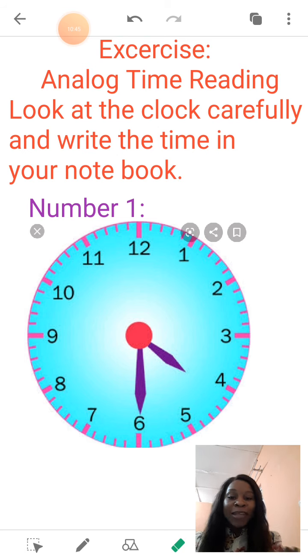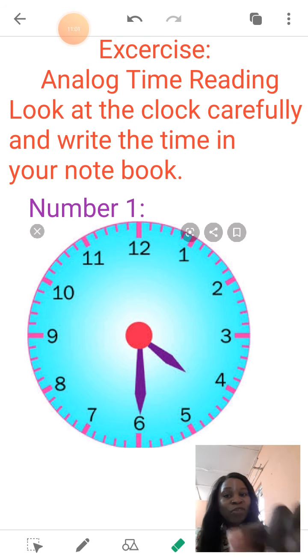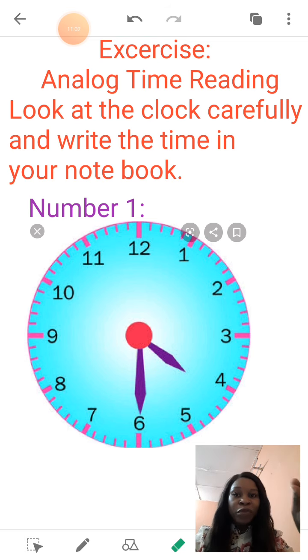Number 2, write the answer. Try it yourself. Don't allow mommy and daddy to do it. Try it yourself, so that we can correct privately each other. Do you understand? All right, let's continue. So I have number 1. Remember, in your exercise note, title it analog time reading, and don't forget to write your date, please.